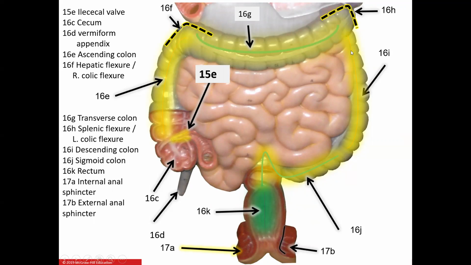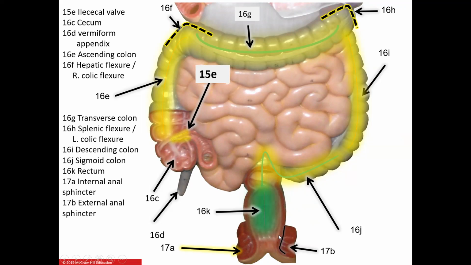Then our large intestine descends, and we refer to that as the descending colon. And then it goes into this little S configuration, and that is known as the sigmoid colon. And then the last portion here we can see is the rectum, and that's where we'll get into the storage of feces. And then finally, we have our anal sphincters.